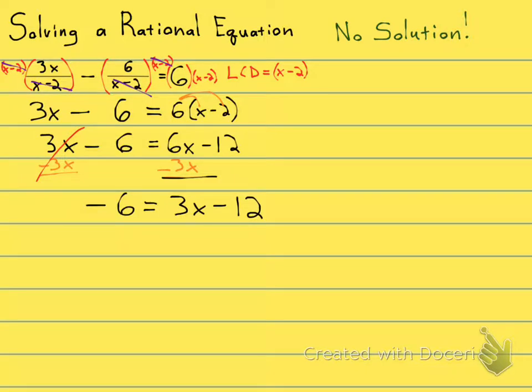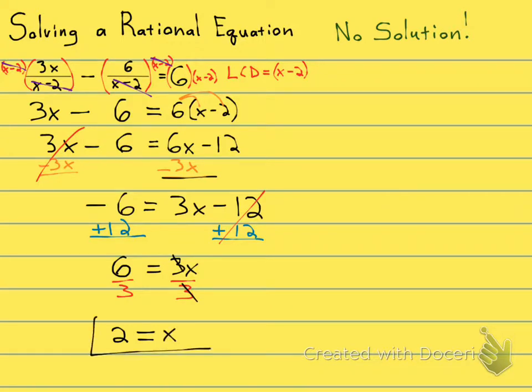And now let's just isolate this grumpy old x. We're going to add 12 to both sides. Plus 12. Left-hand side, negative 6 plus 12 is 6. Right-hand side, negative 12 plus 12 cancels, so that's just 3x. One more step is to divide both sides by 3. And 6 over 3 is 2 equals x. x equals 2. But I need to check it.